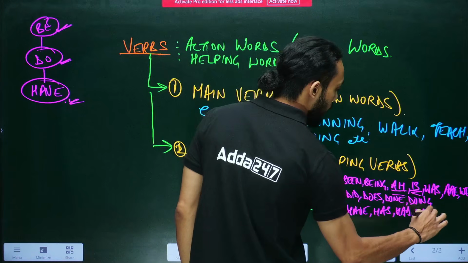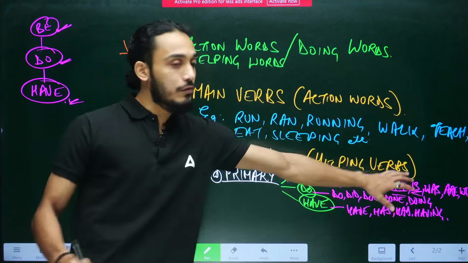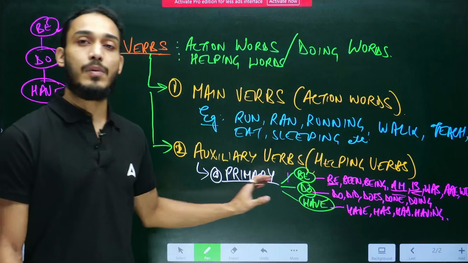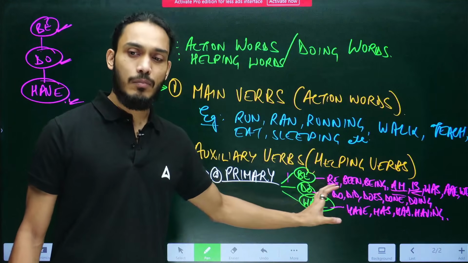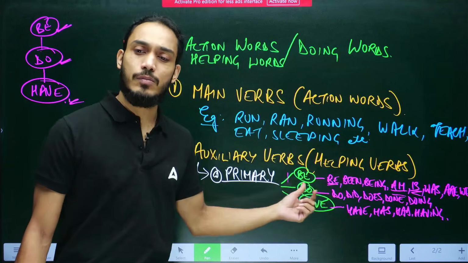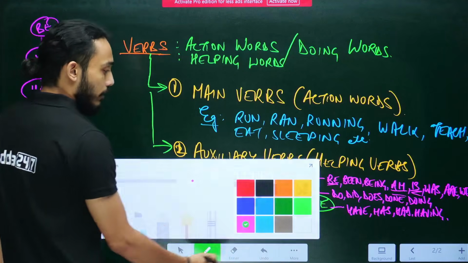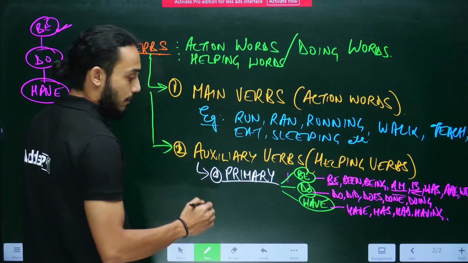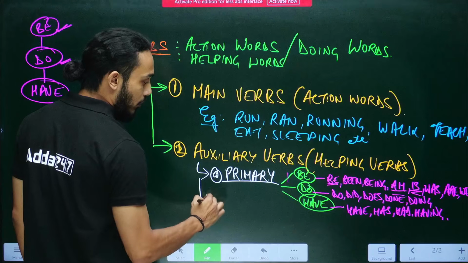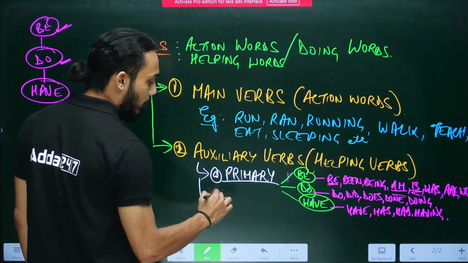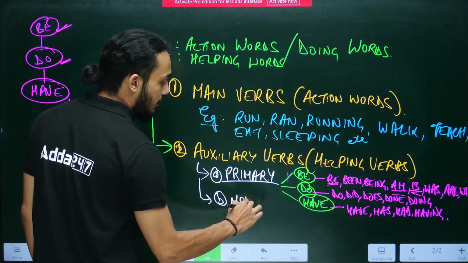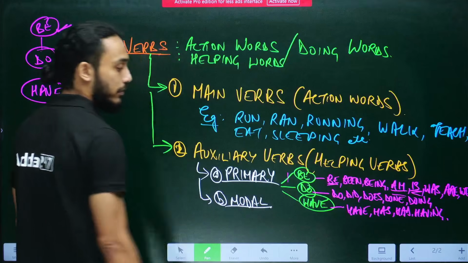So if I ask you what are the primary auxiliaries in English, all of these that I have written down, these are the primary auxiliaries. But to remember them, we don't have to remember every single one. We just can boil them down to be, do, have. Clear? Now there's one final category left, and that is the second category of auxiliary verbs, that is what we call modal auxiliaries. Now what are modal auxiliaries?